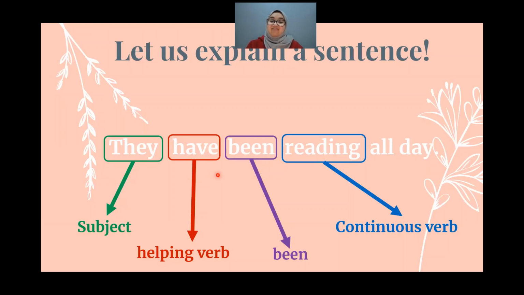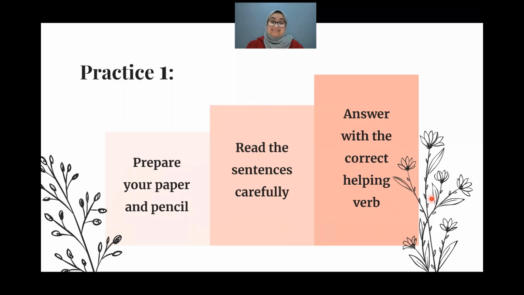They have been reading all day. They is our subject, and of course they is a plural pronoun. So this subject is plural, then it takes have as a helping verb. And then, of course, after the helping verb, we have been and then the verb with ing. Very simple, right? Let's see if you understood the lesson in our first practice.